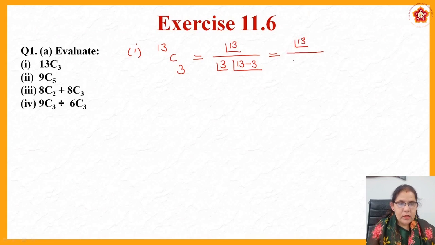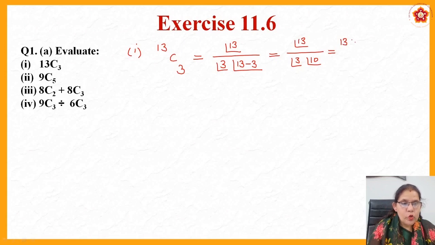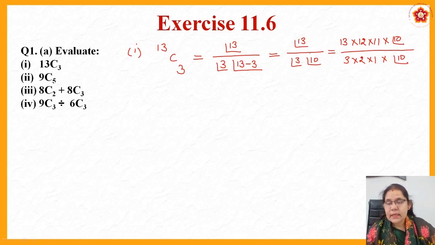Now this is factorial 13 upon factorial 3 into factorial 10. Now in the denominator we have factorial 10. So we will write 13 into 12 into 11 and factorial 10. I hope it is clear. Why are we writing factorial 10? Because we want to cancel these terms. And factorial 3 can be written as 3 into 2 into 1. And factorial 10 will be copied as it is.